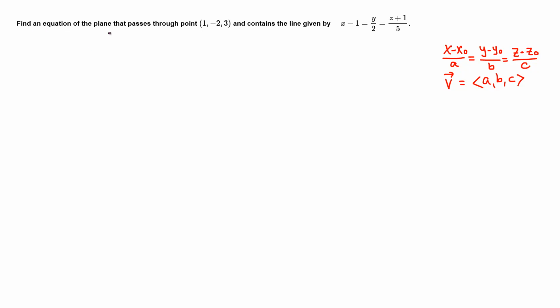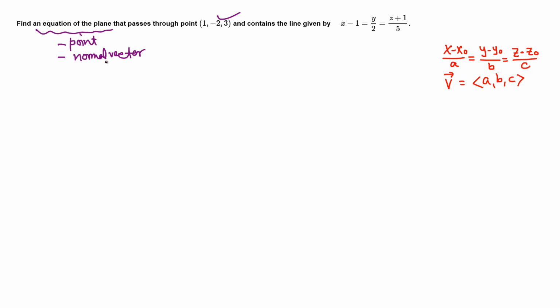Find an equation of the plane that passes through the point and contains the line given by this equation in symmetric form. As we know, to find an equation of the plane, we need two things: a point, which is given here, and a vector normal to the plane, perpendicular to the plane. Any normal vector to the plane.